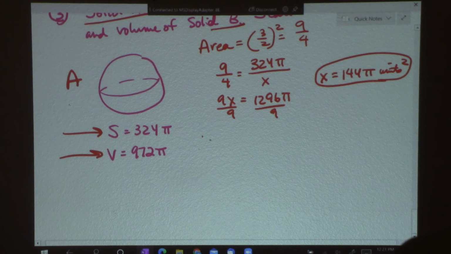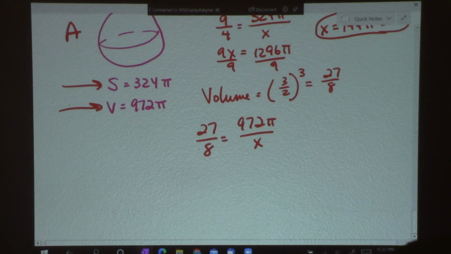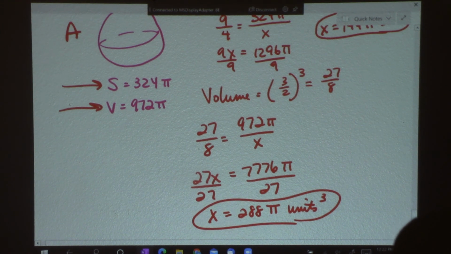Okay, so now when I'm doing volume, I have 3/2 cubed. So that's 3 times because I have 3 dimensions. So when I do that, I get 27/8. So this time I use 27/8 equals 972 pi over x. And I'm going to cross multiply, and I get 7776 pi here. And then I end up with 288 pi, and these are units cubed. Okay, so that's the last one we're going to cover.